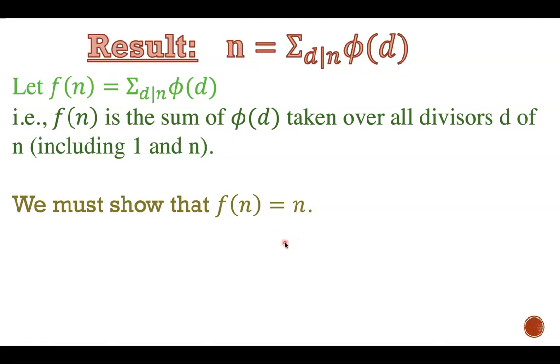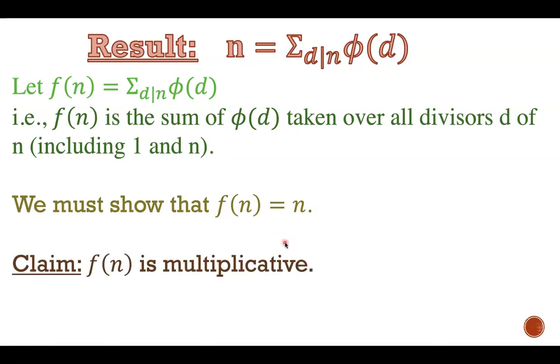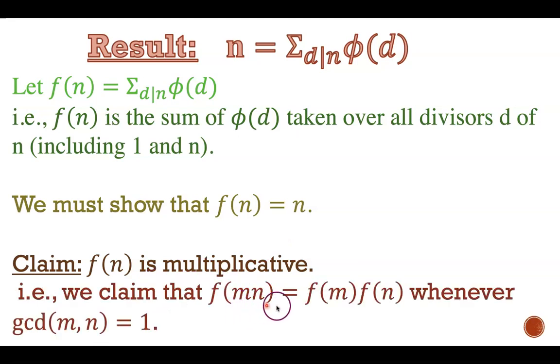To prove this, we first show that f of n is multiplicative. That is, we need to show that f of mn is equal to f of m into f of n whenever GCD of m and n is equal to 1. That is, whenever m and n are relatively prime, we need to show that f of mn is equal to f of m into f of n.